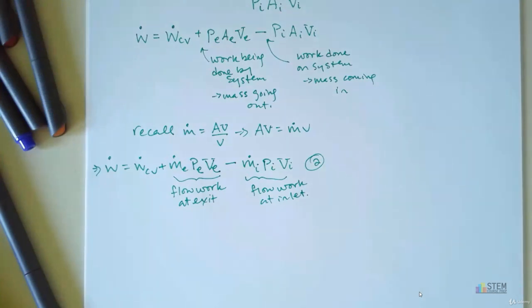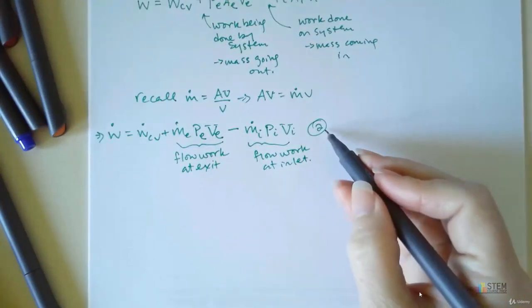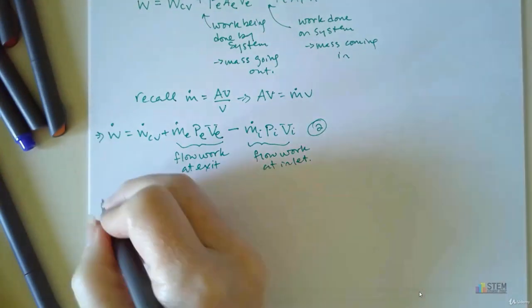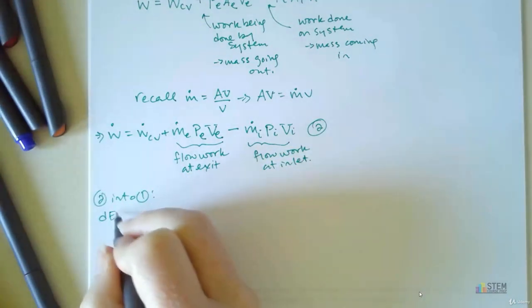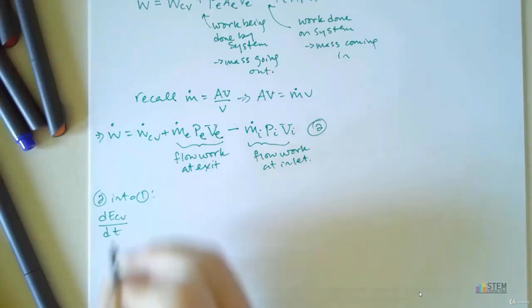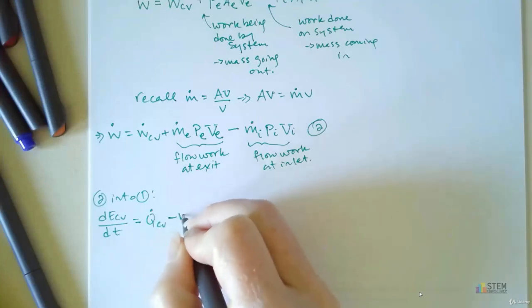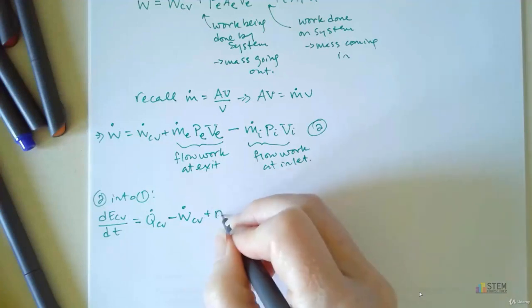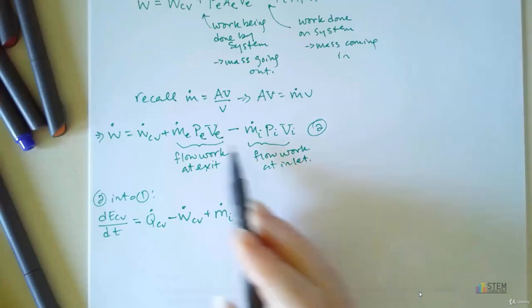Now we're going to go ahead and get our final version of our new energy balance equation, if you want to call it that. Let's take this equation 2, plug it into that longer equation 1 I had on that last sheet. And if you do that, you're going to get the time rate of change of energy in that control volume. That's going to equal Q dot CV minus W dot CV plus MI dot.